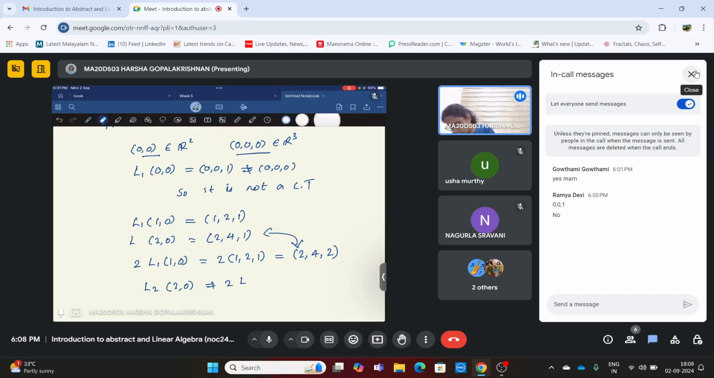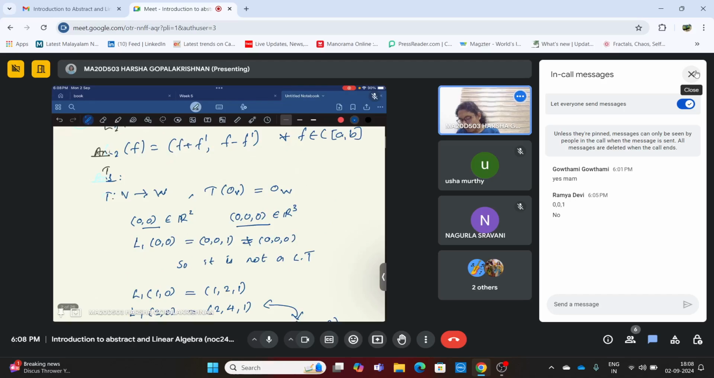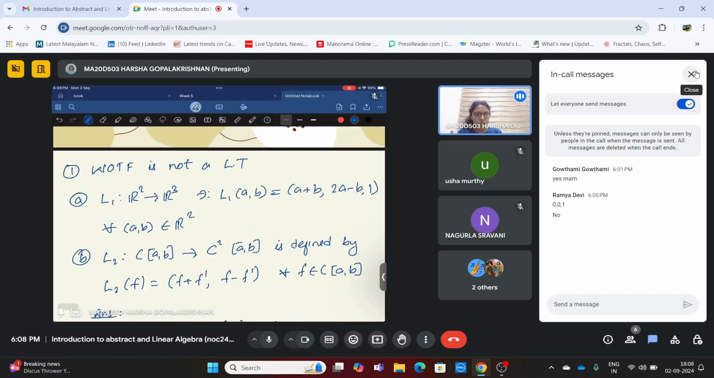Oh, sorry, this is L1. L1 of (2, 0) is not equal to 2 times L1 of (1, 0). If it is a linear transformation, this scalar multiplication should hold. L1 of (2, 0) should be equal to L1 of 2 times (1, 0), which should be equal to 2 times L1 of (1, 0). That is not holding in this case, so it is not a linear transformation. So A is not a linear transformation.